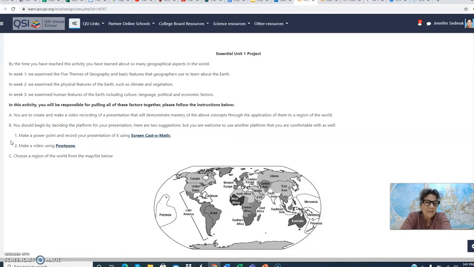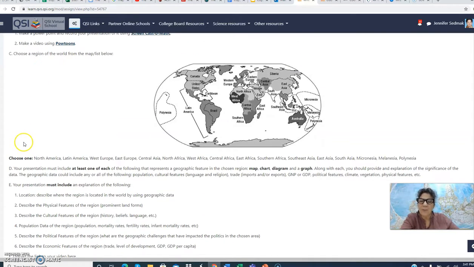But you are going to have to make a video recording of yourself presenting all of the information that you've gathered together for this unit project. You have to begin by choosing a region of the world. So I have a map here for you, but I also have outlined them here. You have plenty to choose from. You can pick a region that you're very comfortable with, or you can pick a region that you would like to learn more about. Either is fine with me.